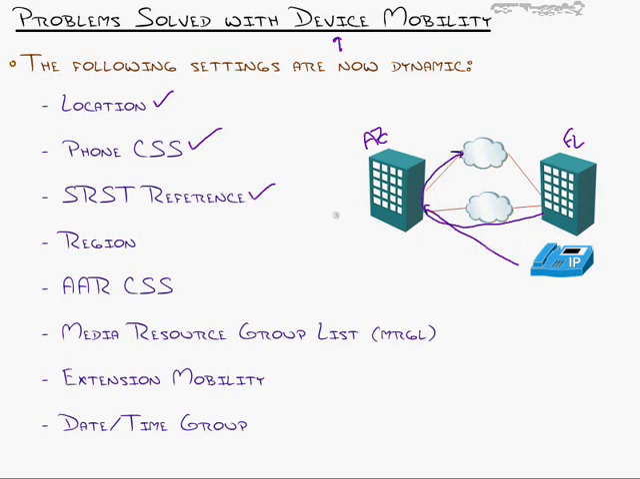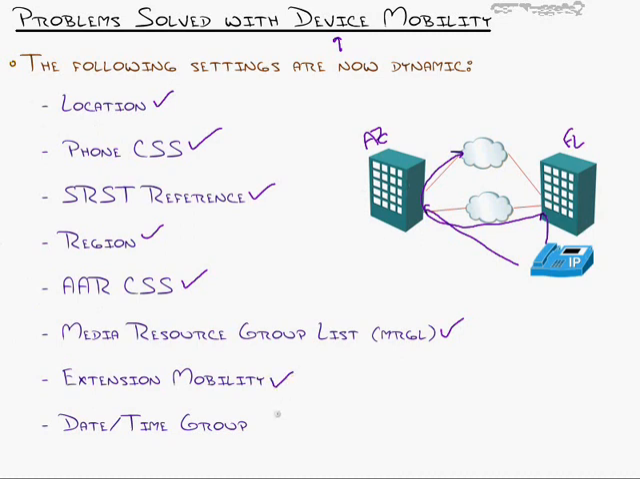Your SRST reference, remember that's the gateway. If your WAN link should go down, this phone is going to fail over to a local gateway rather than trying to reach something in Arizona. The region that deals with the codecs, the AAR calling search space, that integrates with these locations to make sure you get calling privileges should you be out of bandwidth on the WAN. The media resource group list. When you move this phone from Arizona to Florida, you want it to use resources in Florida, not keep trying to use conference bridges and transcoders and whatnot in Arizona.